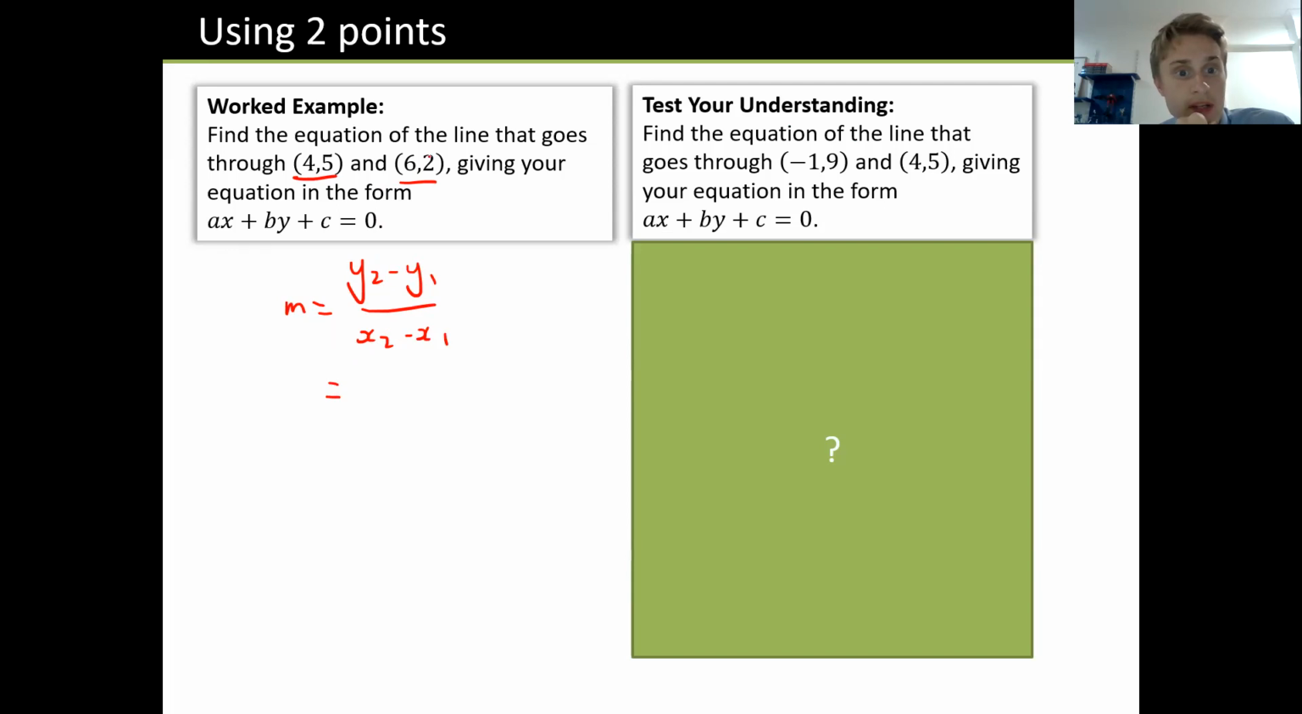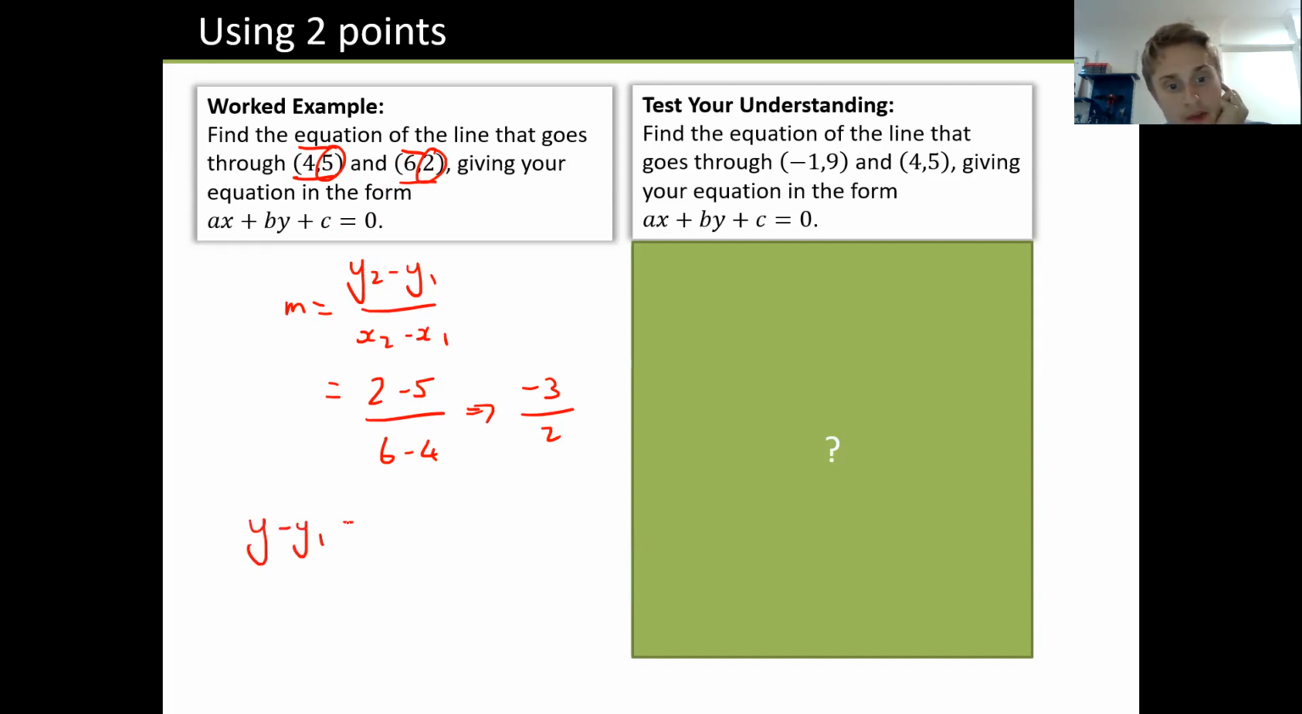So I'm going to do right minus left. So 2 minus 5, and then again right minus left over 6 minus 4, which is the same as minus 3 over 2. So that's the gradient.